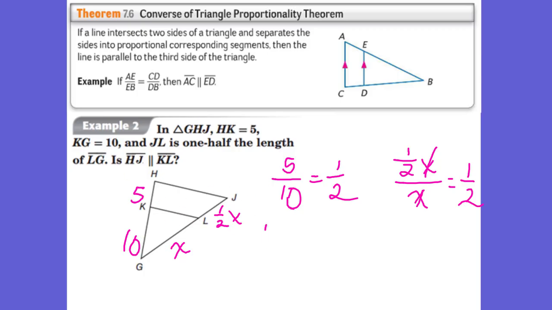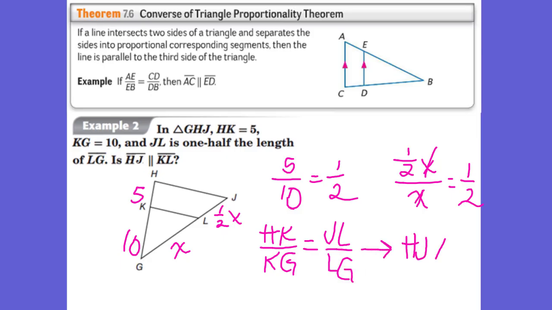So because HK over KG was equal to JL over LG, that means that HJ has to be parallel to KL. So yes, they are parallel because I set up the ratios and checked to make sure that they were equivalent.